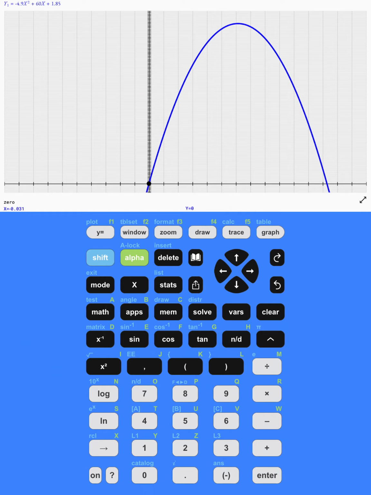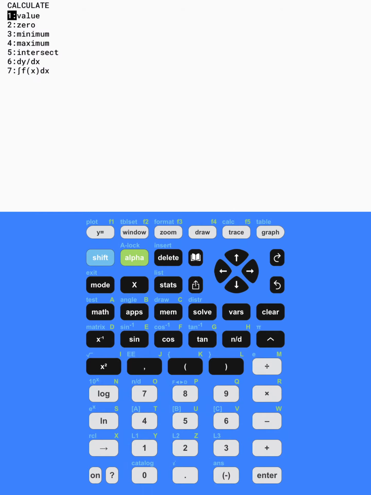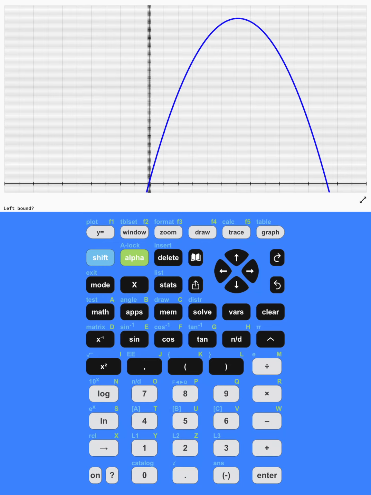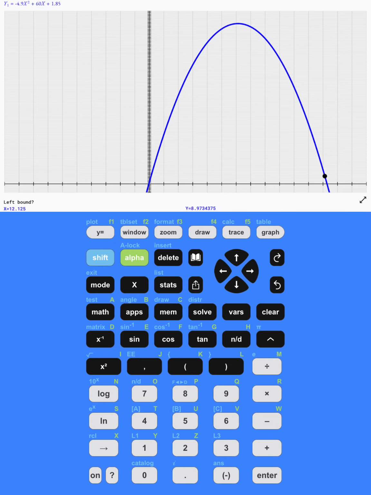Now you can see that the 0 is negative. Just like in the previous case, I'm not going to include this because time is not allowed to be negative. So I'm going to ignore this x-intercept, and I'm going to press second trace, go to number 2, and move to the other one.